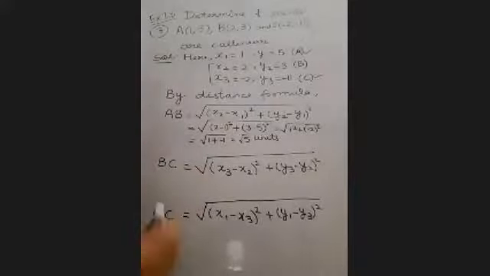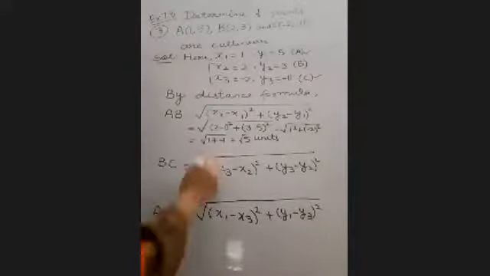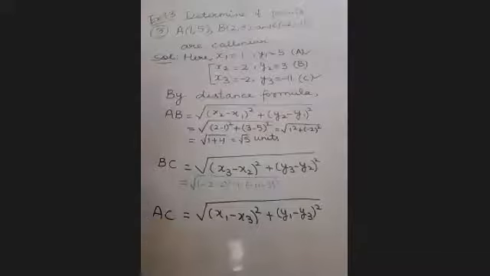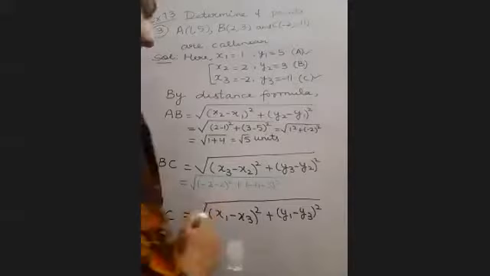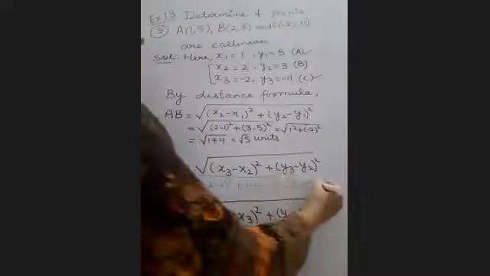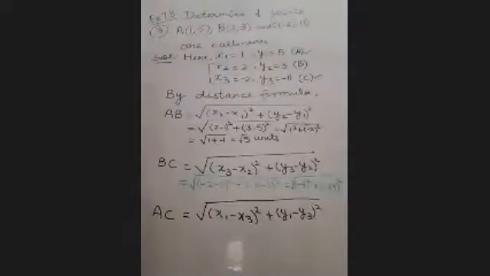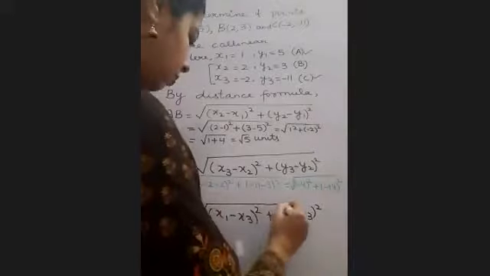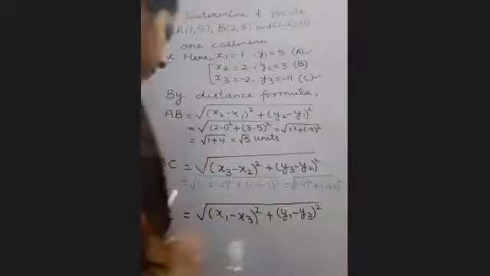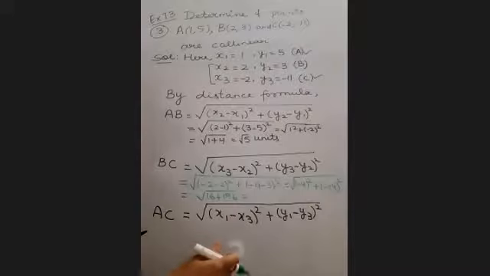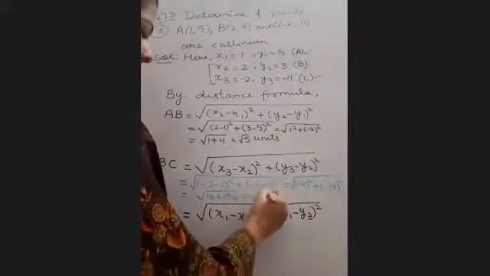What is x3 minus x2? x3 is minus 2, so (minus 2 minus 2) square, that is minus 4 square, plus (minus 11 minus 3) square, that is minus 14 square. So 4 square is 16, and 14 square is 196. 16 plus 196 is 212. So BC is root 212 units.